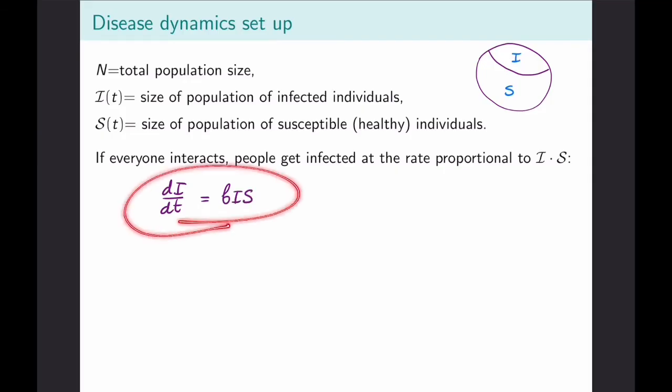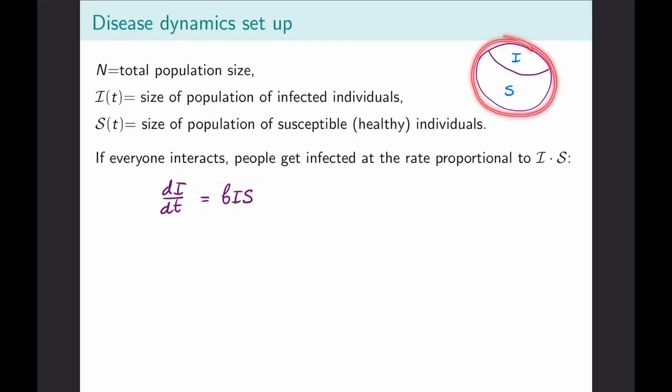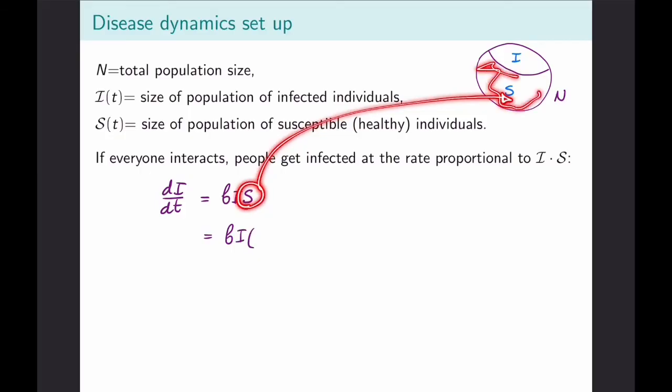Now, this differential equation isn't really the type that we ever want to see, because we have two variables involved throughout, and therefore we cannot really solve it, which means that what we're going to try to do is get rid of one of these. Recalling that the entire population size is N, and the entire population consists of infected and susceptible individuals, what we can do is rewrite S in terms of I and N. The number of susceptible individuals is the total number of individuals minus the infected ones. So S can be replaced with N minus I.